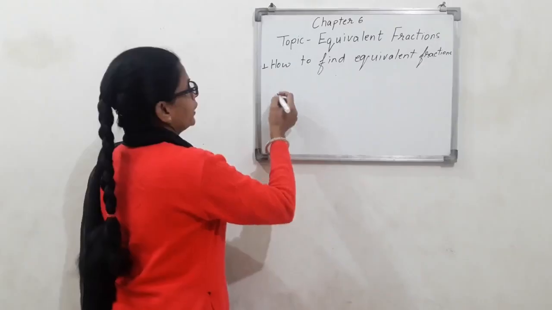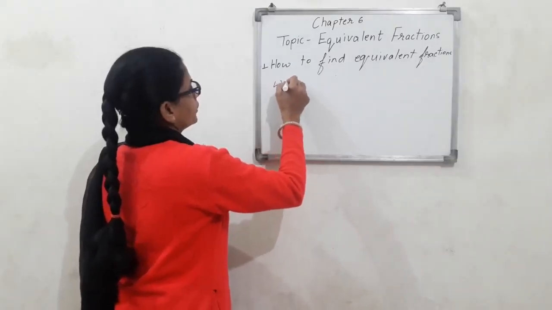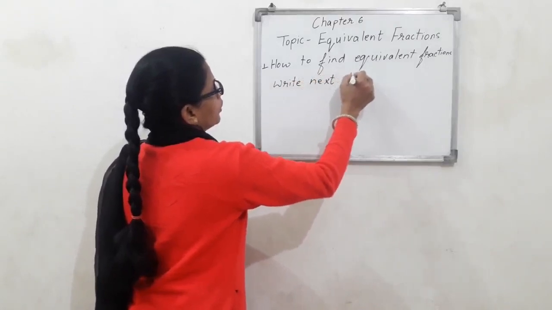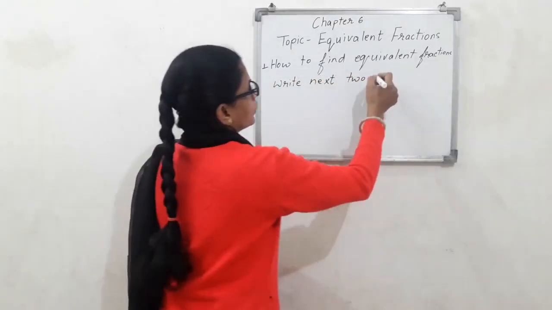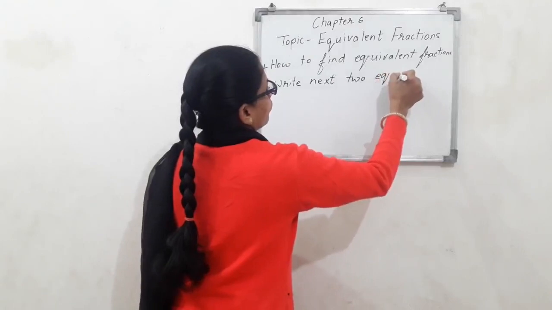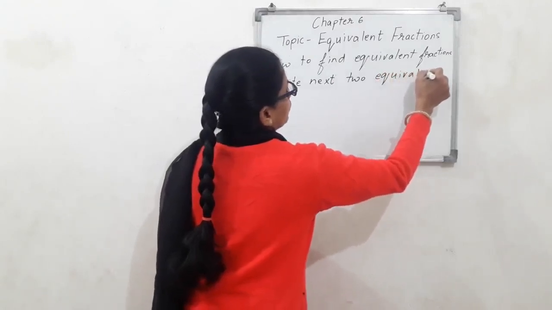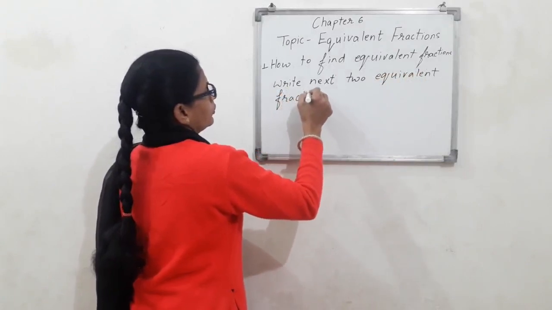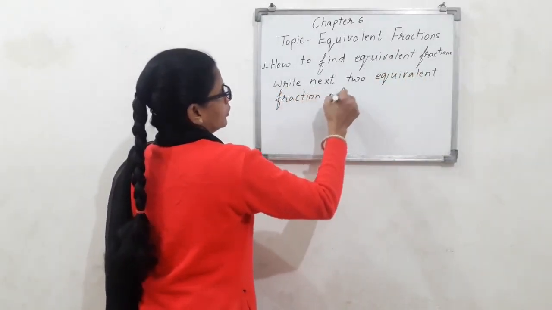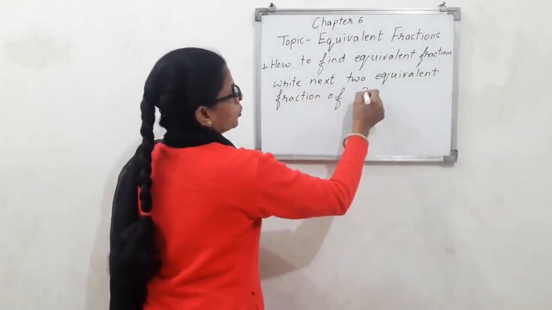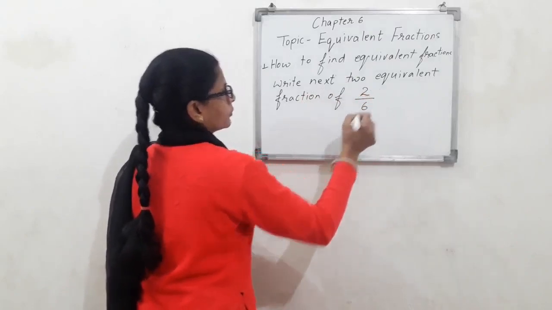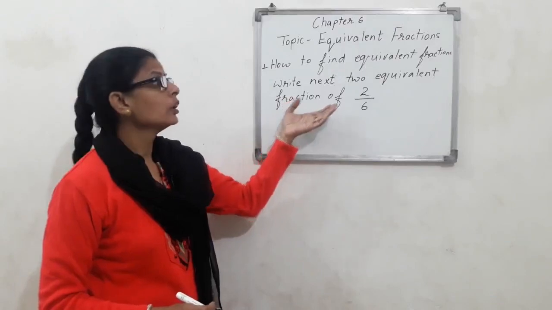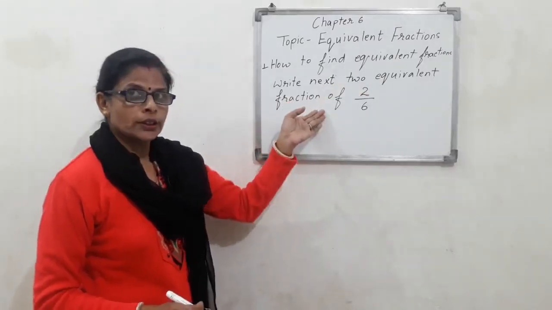Another question. Write the next two equivalent fractions of 2 upon 6. We have to write the next two equivalent fractions of 2 upon 6.